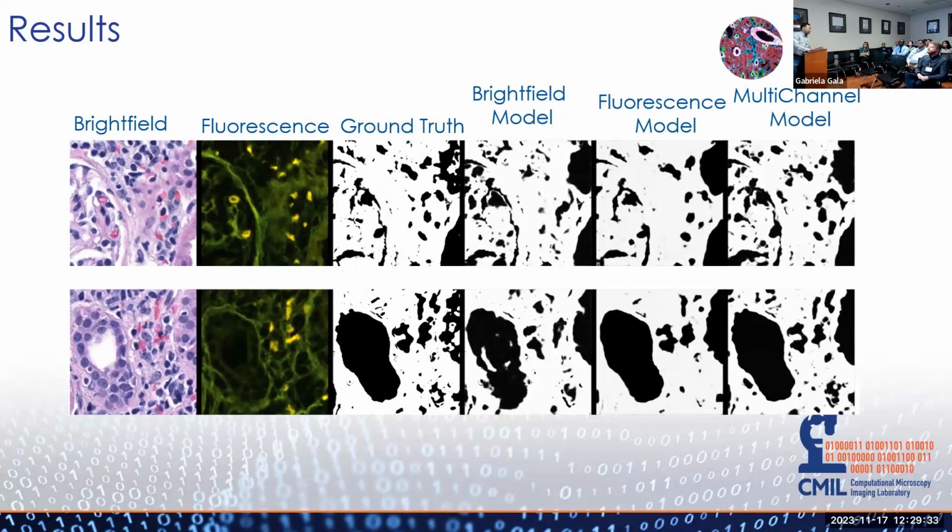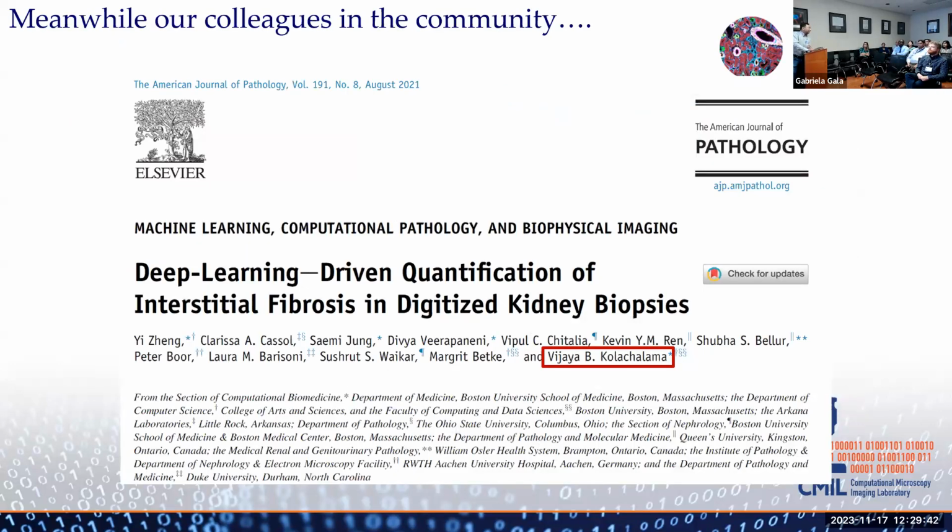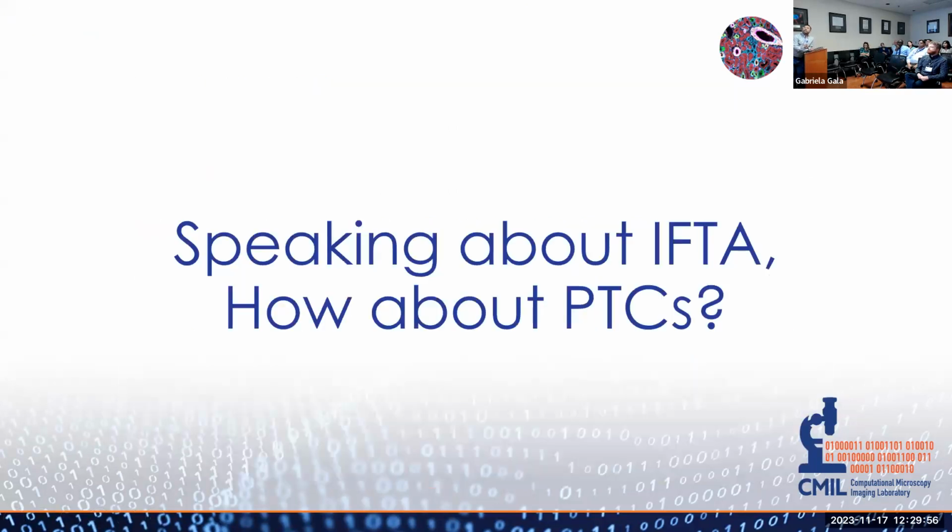This is an R01, where I'm a co-investigator with significant effort, but my colleagues at UC Davis are working on it. I also wanted to tell you that in the literature, Vijay's group also published on interstitial fibrosis and tubular atrophy. But again, you would see the same names coming back again and again. So we're working closely together.